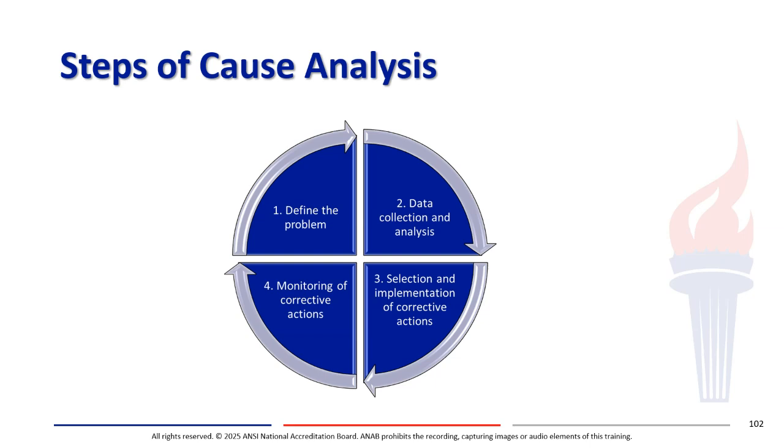There are 4 steps of the cause analysis. Those 4 steps are very important. The first step, to begin the cause analysis, is to define the problem. We really need to define what the problem is. The second step is data collection and analysis. We need to start collecting the data and start with the analysis. Number 3, selection and implementation of the corrective actions. And of course, at the end, monitoring of the corrective actions. Next slide, please.